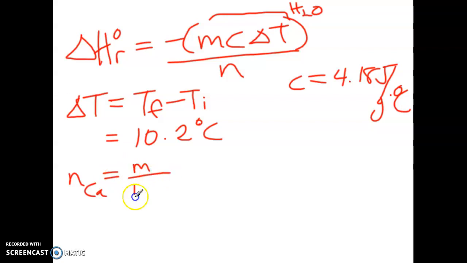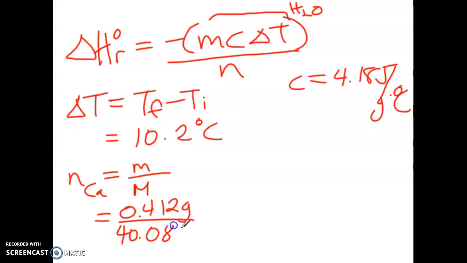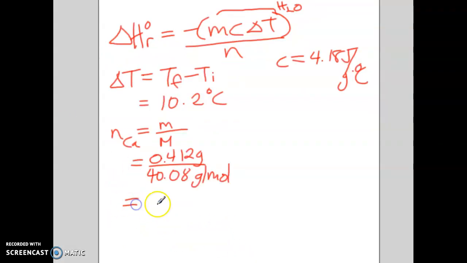So this is going to be our calcium that's being added into the water. So this is going to be mass over the molar mass of calcium, which is 0.412 grams over a molar mass here of 40.08 grams per mole. So our mole value for calcium is 0.0103 moles. Okay, so we essentially have everything.